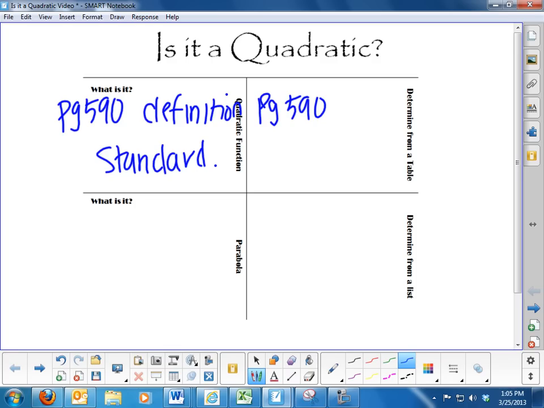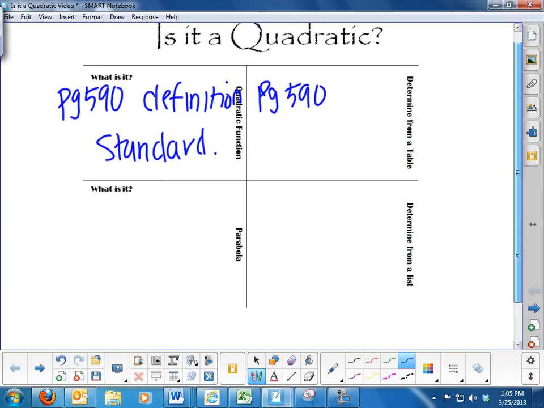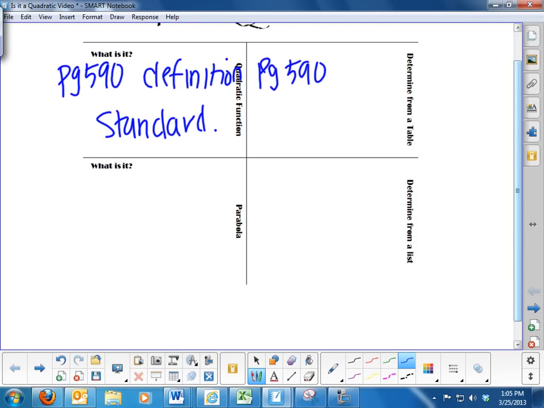Then, if you look at the next box, what is a parabola? This is a vocab word that we're going to be using a lot in the future. This is on page 591. I want you to draw a picture, write down the definition, and draw the graph of what a parabola is. It's just that U-shaped graph. We call that a parabola.